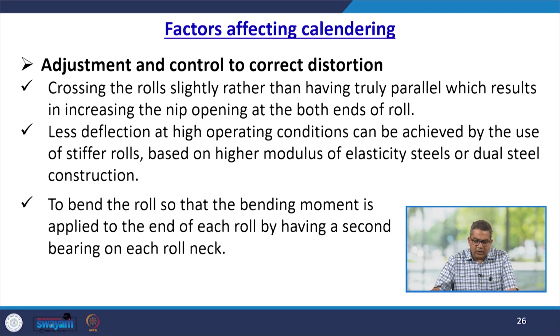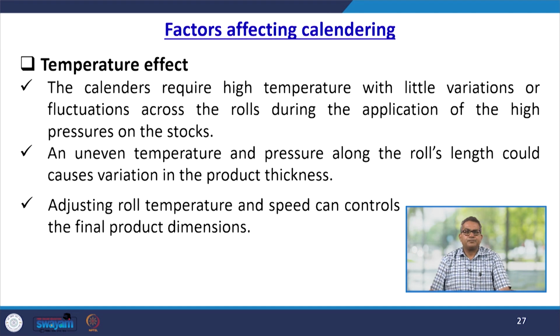Sometimes adjustment and control to correct the distortion is essential, and the crossing of the rolls slightly rather than having them truly parallel, which results in increasing the nip opening at both ends of the roll. Less deflection at high operating conditions can be achieved by the use of stiffer rolls based on high modulus of elasticity steel or dual steel construction. Another approach is to bend the roll so that the bending moment is applied to the end of each roll by having a second bearing on each roll neck.